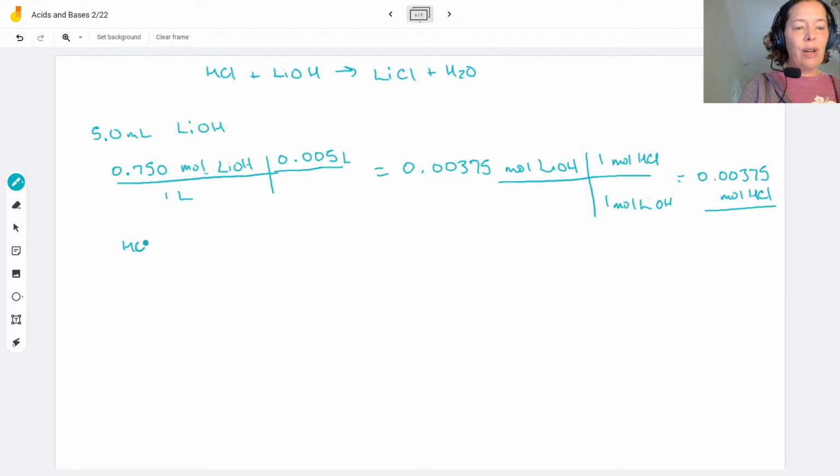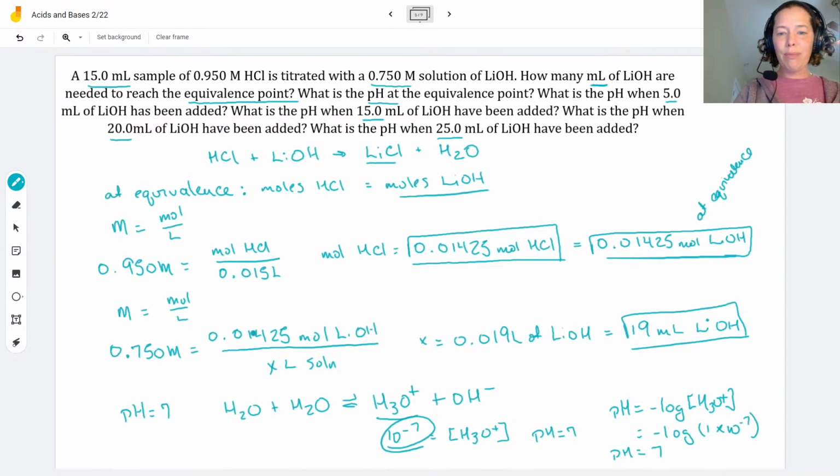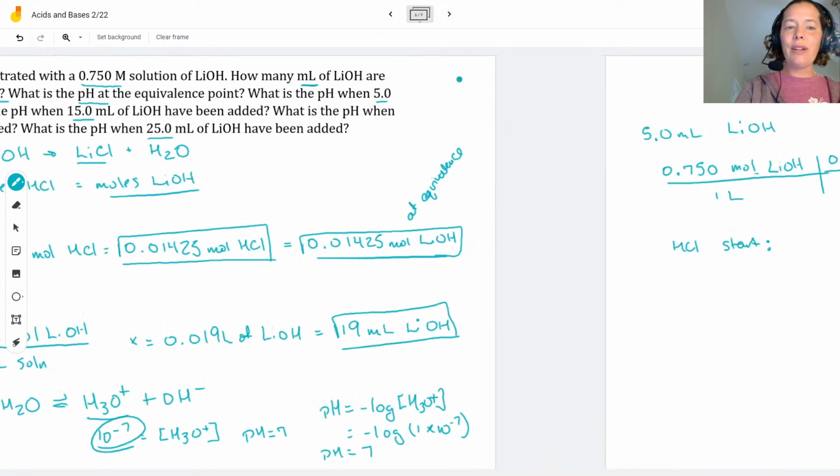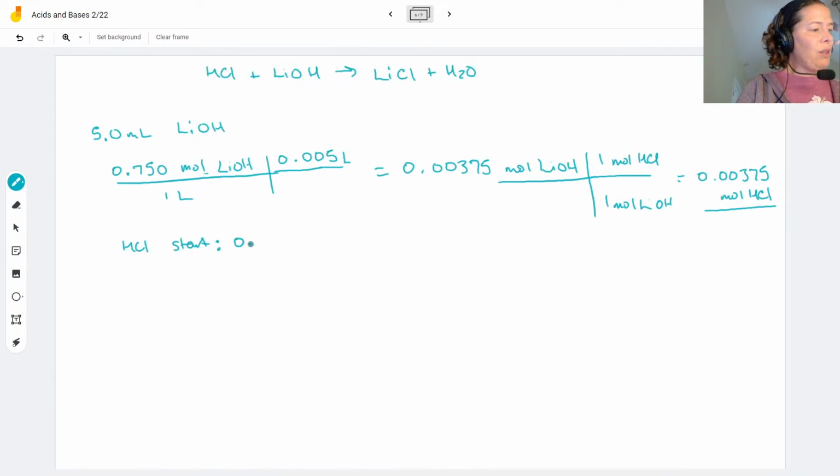Well, let's go hydrochloric acid. How much hydrochloric acid did I start with? Well, I did that calculation back here. Here it is. I boxed it right there. So I started with 0.01425 moles. That's how much hydrochloric acid I started with. This is how much I've used. So I have used 0.00375 moles.